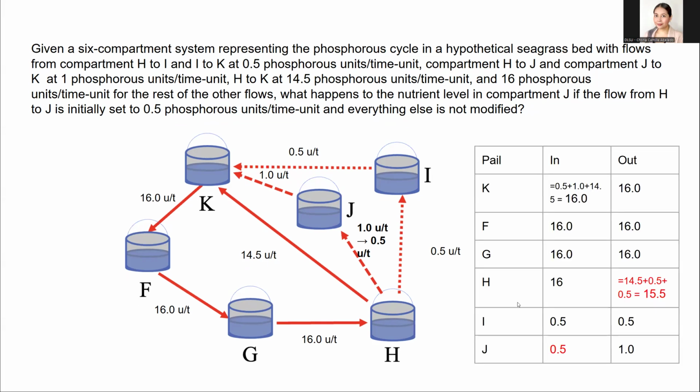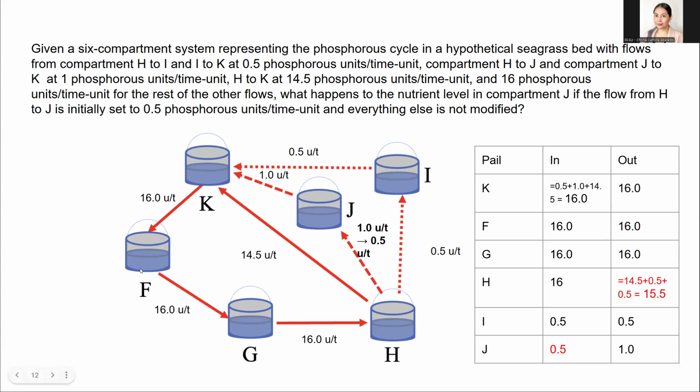So the main difference is with the flow from H to J. Before, 1 unit siya, tapos naging 0.5. So kung titignan natin si K, it's still receiving 0.5 from I, it's still receiving 1 from J, it's still receiving 14.5 from H. So 16 pa rin yung nare-receive niya, and it's still giving out 16 to F.